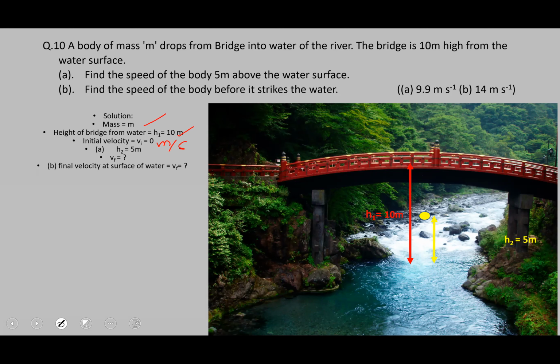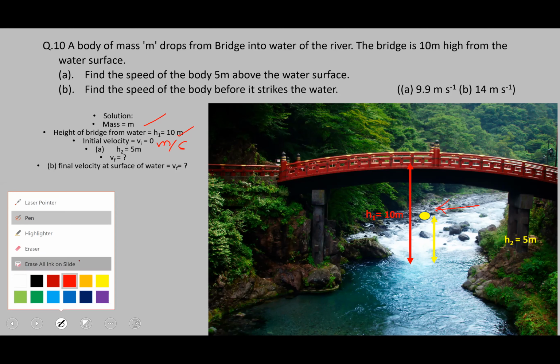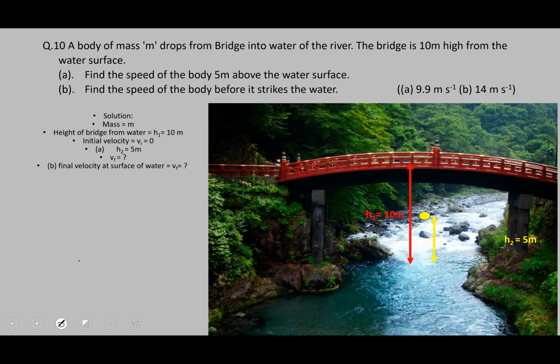So h2 is basically the height attained by that body before it hits the water surface, which is equal to 5 meters. We have to calculate the final velocity at this position, and the final velocity at the surface of the water as well. We have to find the velocity in two different cases.